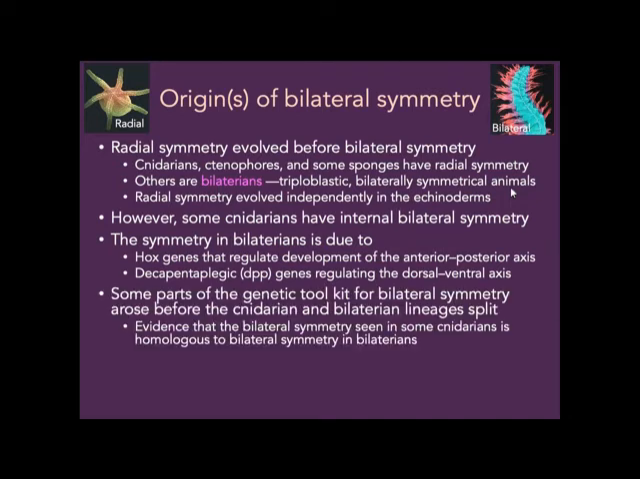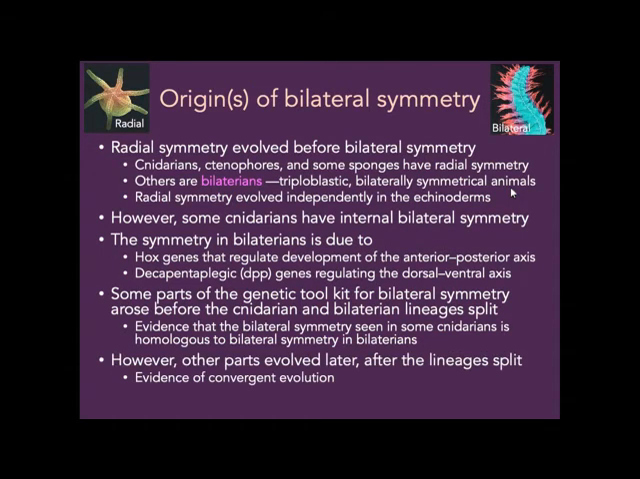So some parts of the genetic toolkit for bilateral symmetry was clearly there even before the cnidarians and the bilaterian lineages split off from the other lineages. And so we think that's why you do see some bilateral symmetry in internal organs in cnidarians. And so we would say that that symmetry is homologous because it's due to the same genes in bilaterians as it is in cnidarians. But there's other parts of the body that evolved later after the lineages split, and in that case we'd say that there's convergent evolution for bilateral symmetry. So again, it's complicated and it depends on the specific structure.